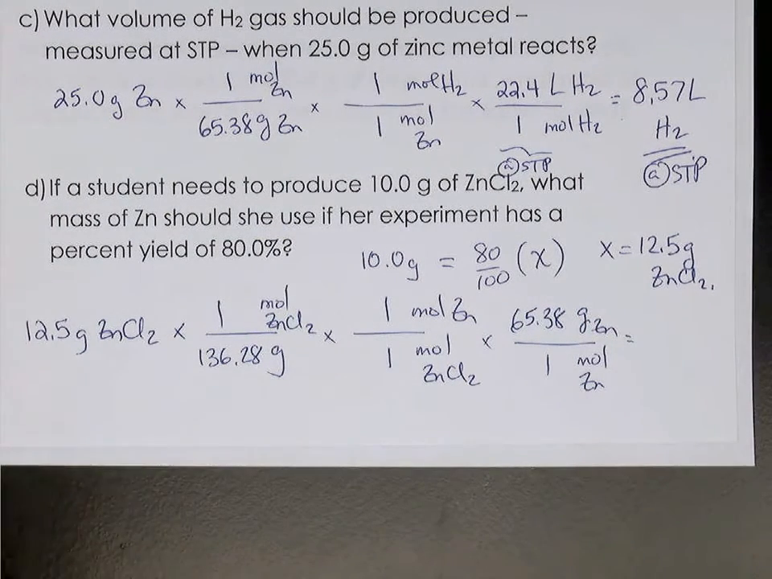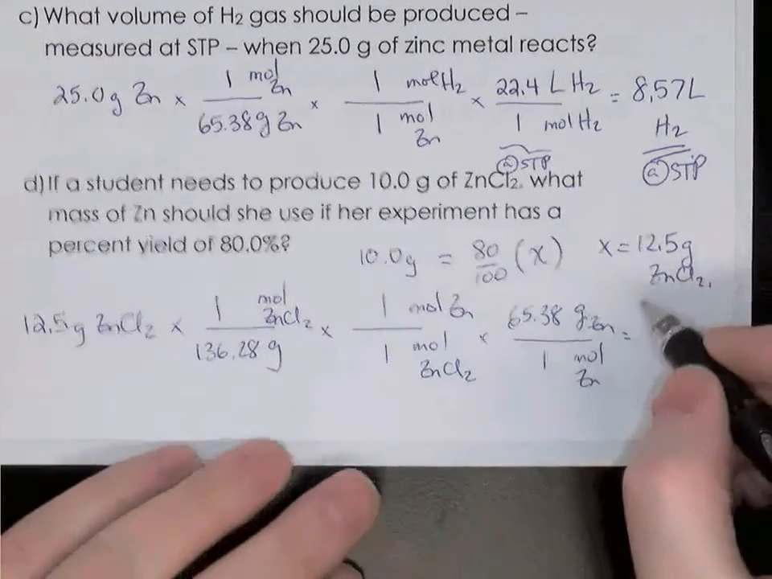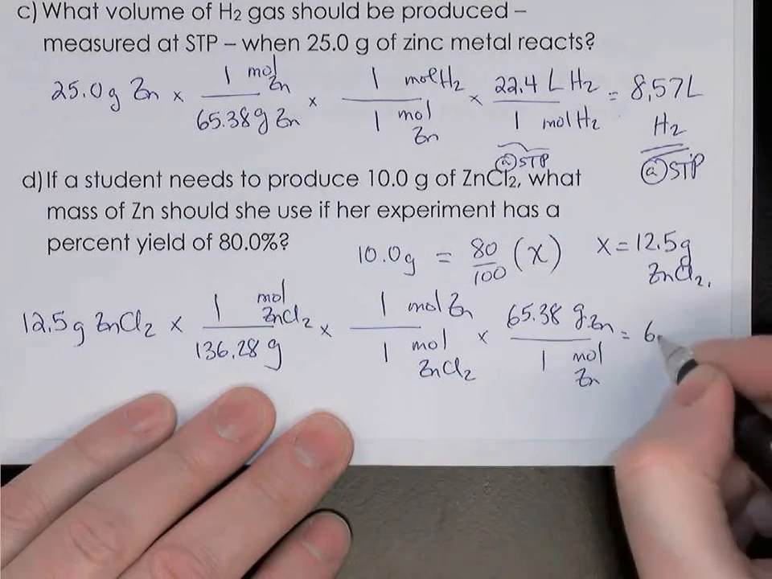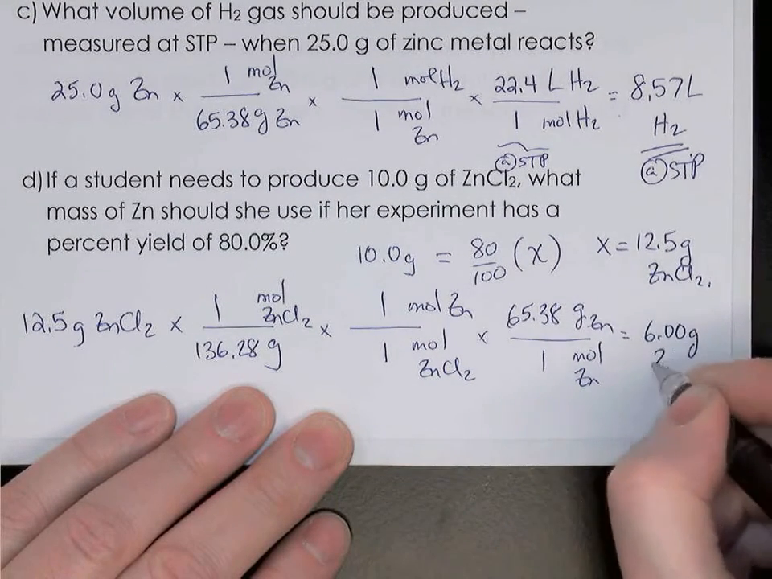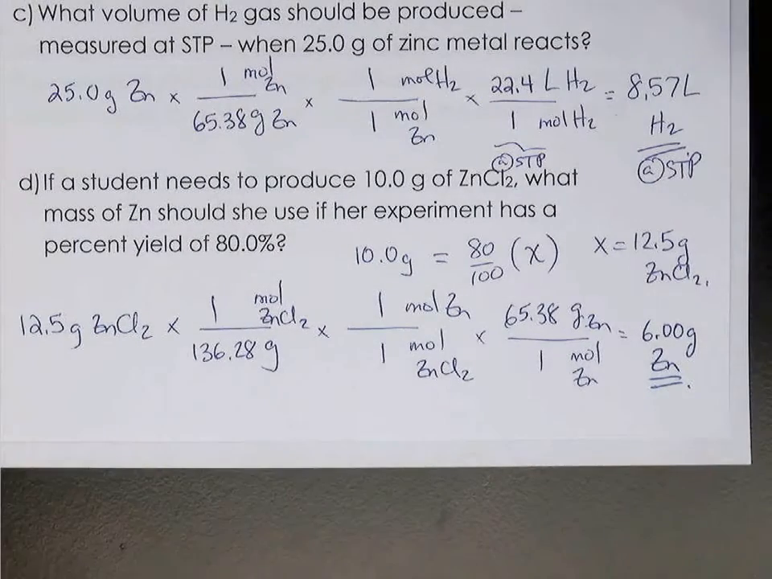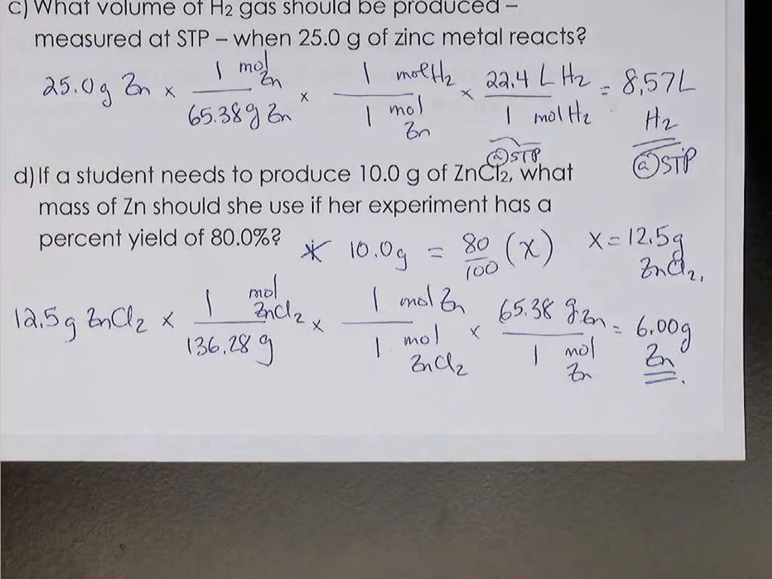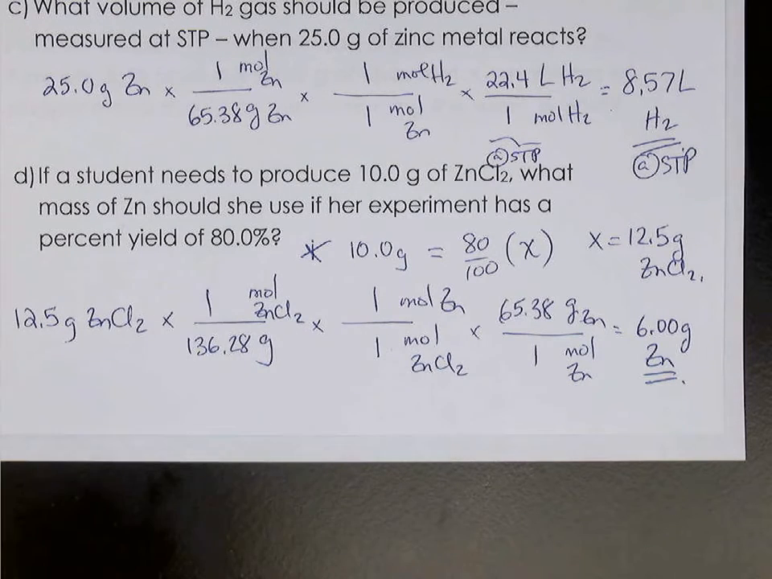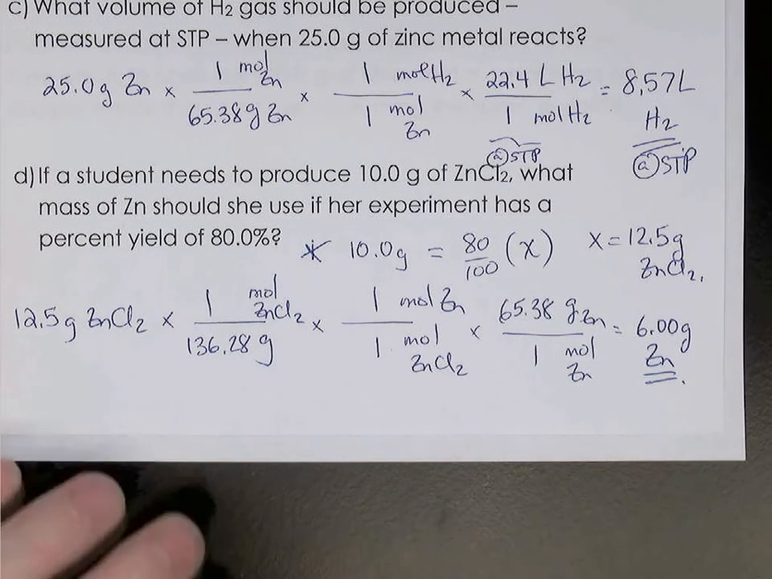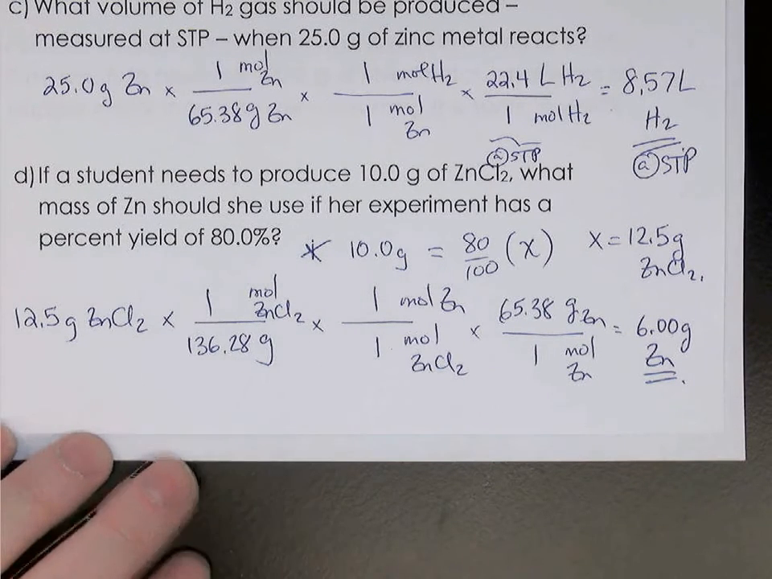So 12.5 divided by 136.28, and then times by 65.38, I need 6.00 grams of zinc metal. Alright, so there's using the percent yield at the very beginning of the question to figure out how much we should have aimed for, then using that in the stoichiometry calculation.